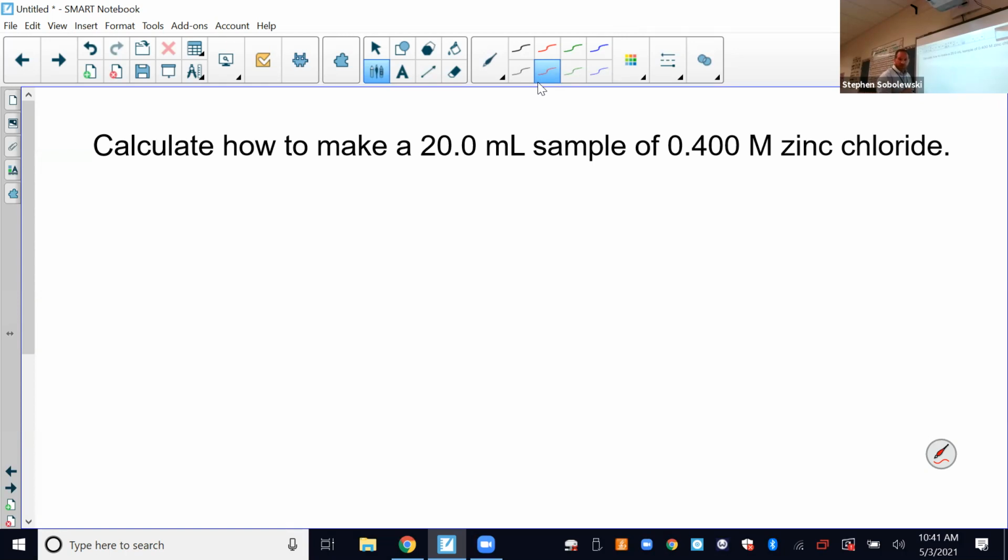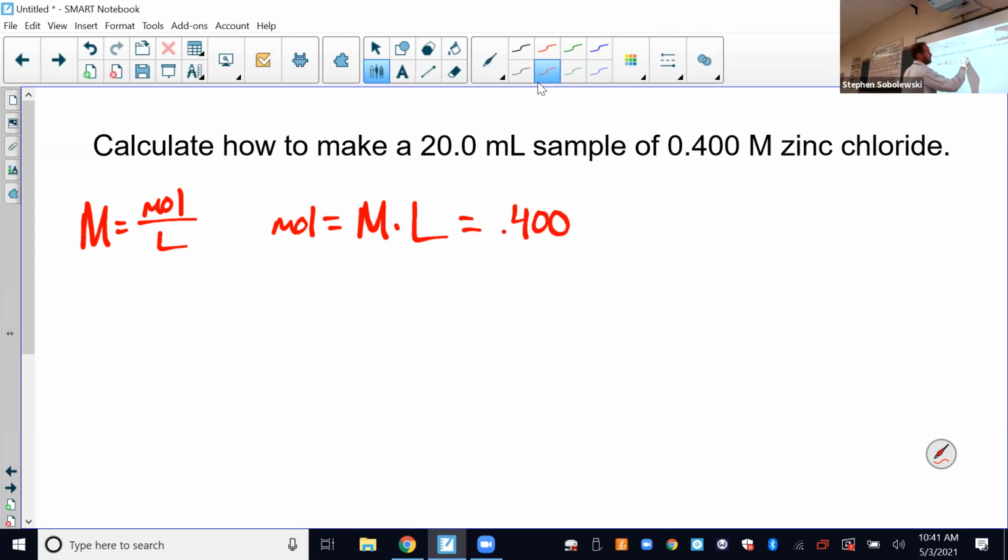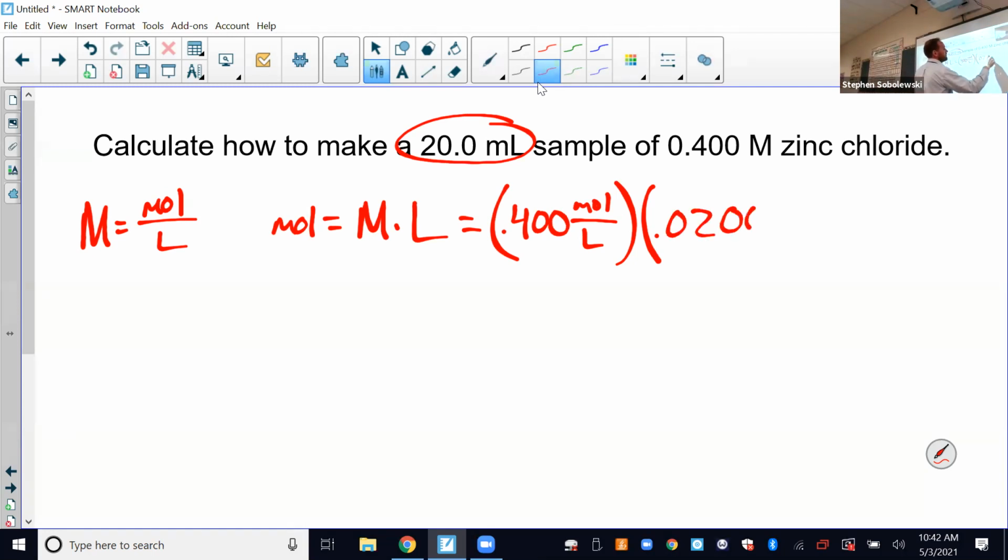Now there are no grams in the formula, so we find moles. Molarity equals moles over liter. So moles are going to equal molarity times liters, which in this case equals 0.400 moles per liter. That's my molarity. Times liters: 20.0 milliliters, move the decimal 3 times. That's going to be 0.0200 liters. And yes, I have to keep those 2 zeros because they are sig figs.